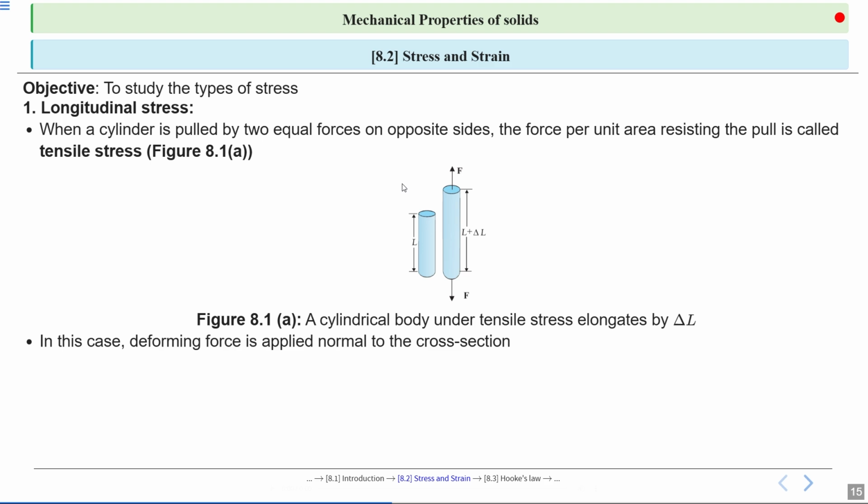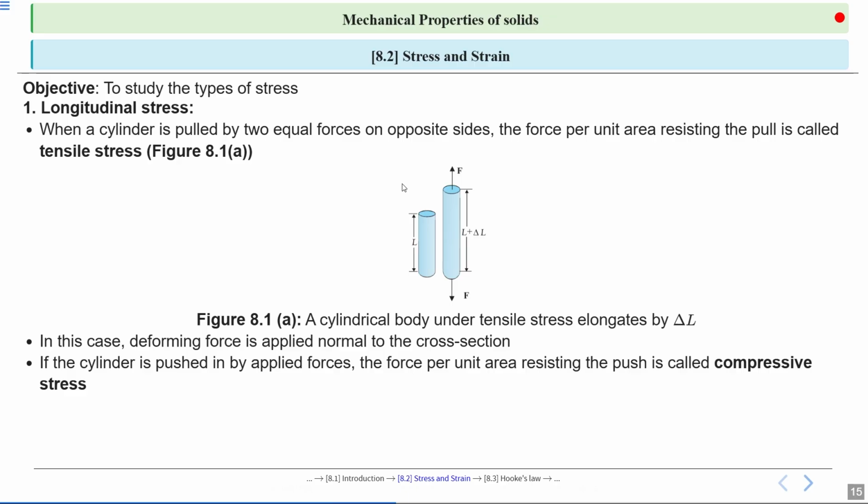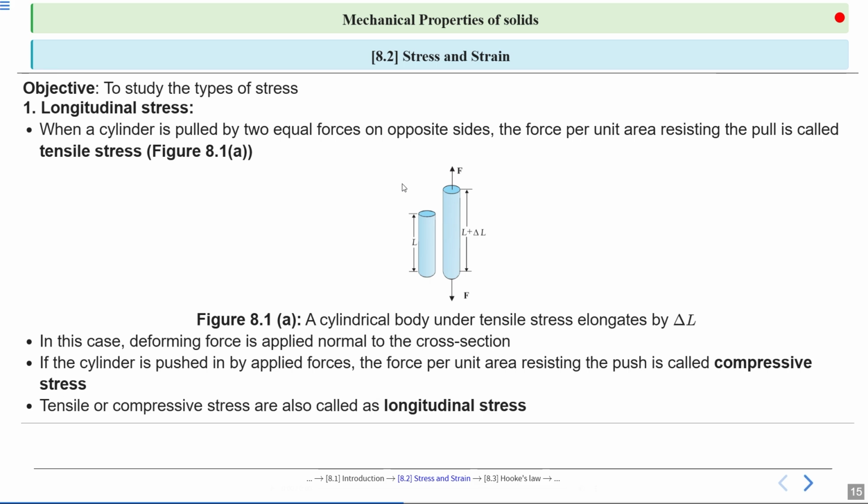In this case of tensile stress, the deforming force is applied normal or perpendicular to the cross section of the material. This is a key point because it helps us understand how materials will deform under such forces. If the cylinder is pushed in by applied forces, the force per unit area resisting the push is called compressive stress, like squeezing a sponge. The material resists the force trying to compress it. Tensile or compressive stress are also called longitudinal stress.